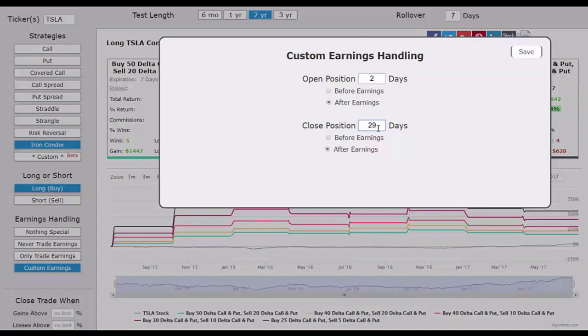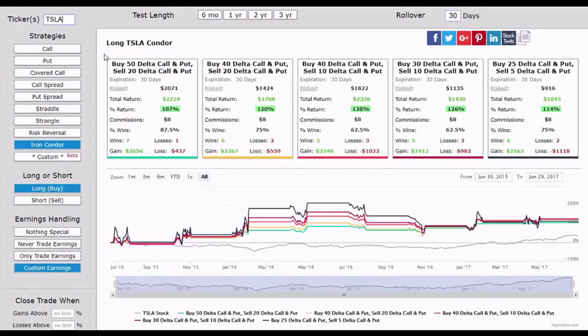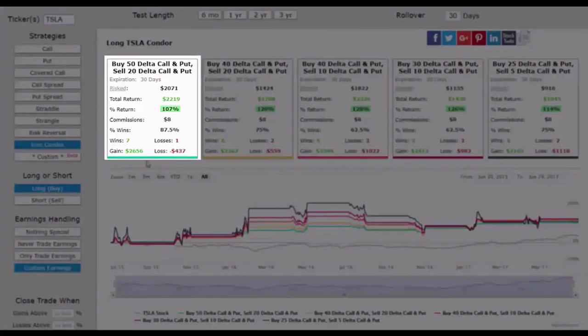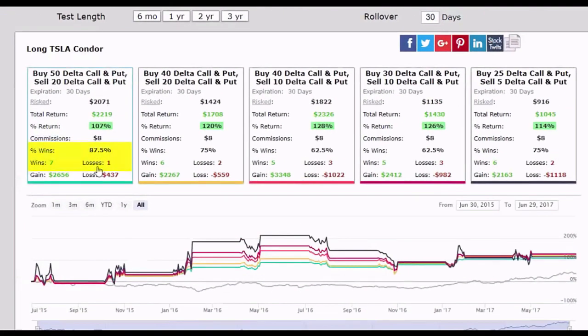That is, we're looking to trade the full month after earnings, and we will use the 30-day options. We can see that owning the 50-20 iron condor, which is really an iron butterfly, has won 7 of the last post-earnings months in Tesla with a 107% return. You can also see how the other deltas have done here.